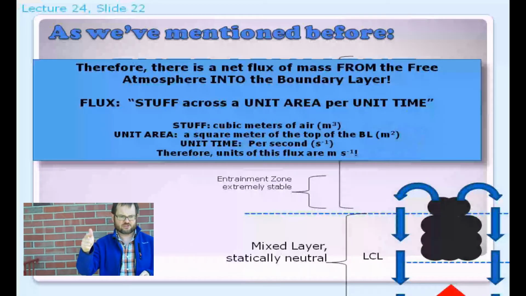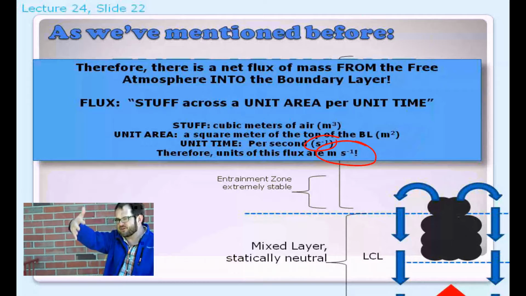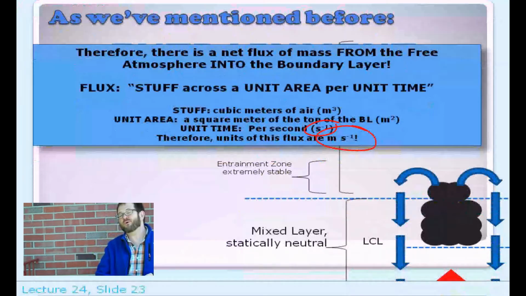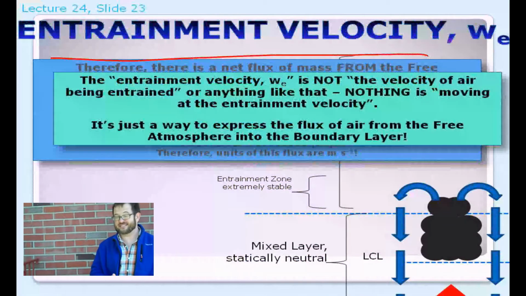We'll work through those units. Cubic meters per square meter per second works out to meters per second. That's kind of an amazing thing. This flux, this transport of mass from the free atmosphere down into the boundary layer, has units of velocity, meters per second, and it's an important velocity in atmospheric sciences. It's called the entrainment velocity, and its symbol is WE. W because it's a vertical motion component, E because of entrainment.